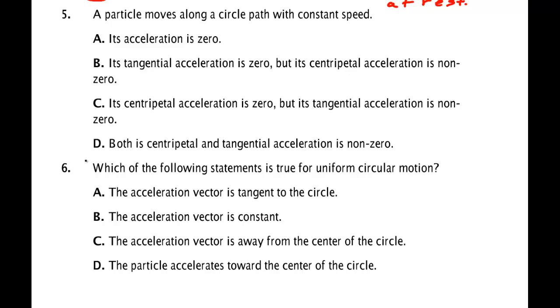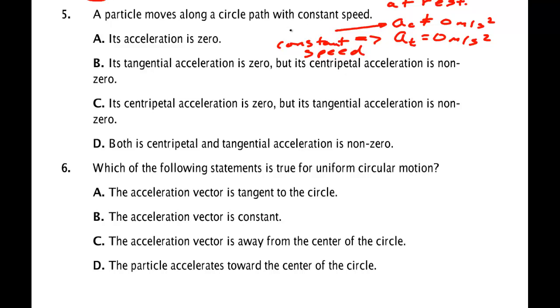A particle moves along a circular path at constant speed. Is its acceleration 0? False. It has acceleration. It has tangential acceleration equal to 0, but it has centripetal, which is not 0 because it's curved. This is found by the fact it's constant speed. That tells me that there's no tangential. The centripetal is because it's a curved path. So acceleration 0? No. Its tangential acceleration is 0, but its centripetal acceleration is non-zero? True.